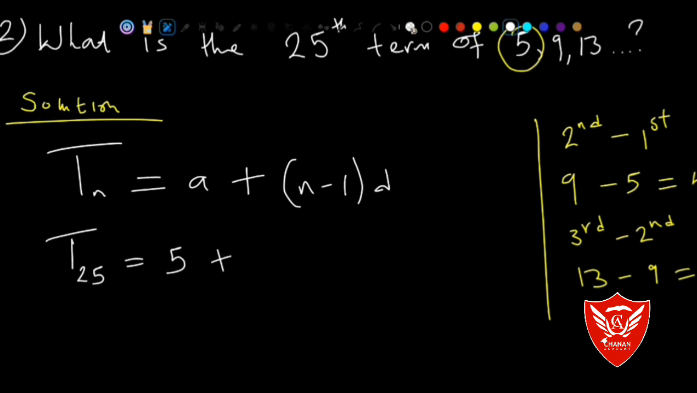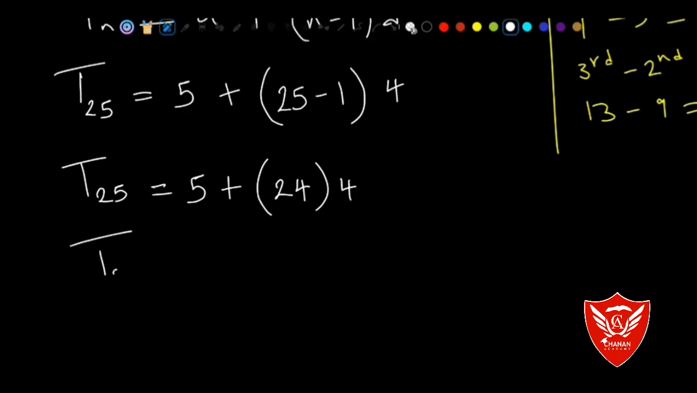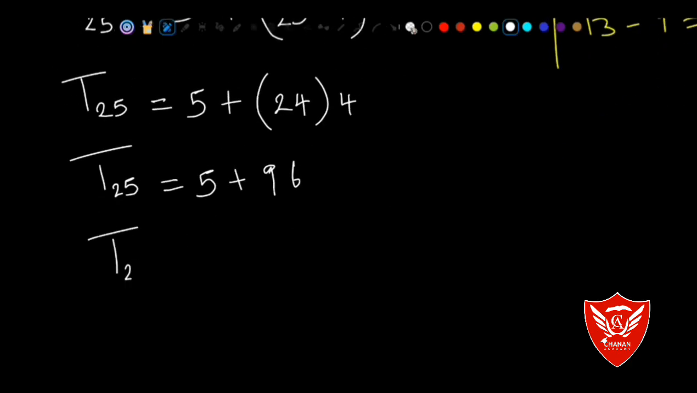So we have plus 25 minus 1, times 4. Therefore, T25 is equal to 5 plus 24 multiplied by 4. So then we have 5 plus, 24 multiplied by 4, that will give us 96. Now 5 plus 96, we have 101. So our 25th term will be 101.